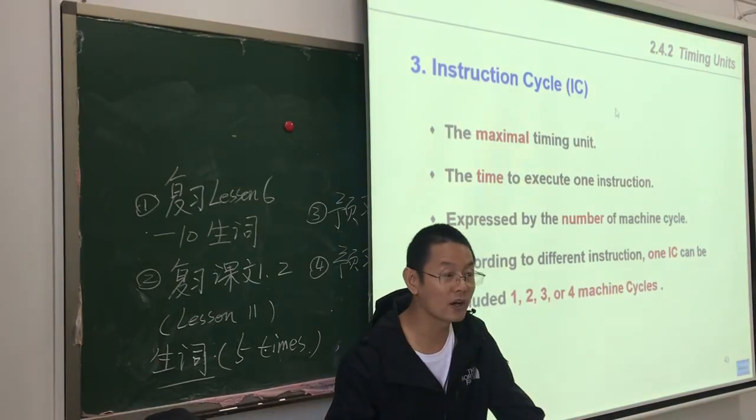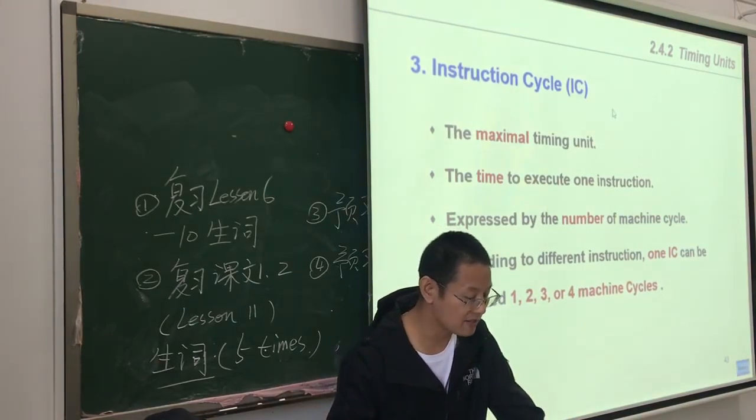Instruction cycle. The maximum time unit. The time to execute one instruction, expressed by the number of machine cycles. According to the different instruction, one instruction cycle may be 1, 2, 3, or 4 machine cycles.